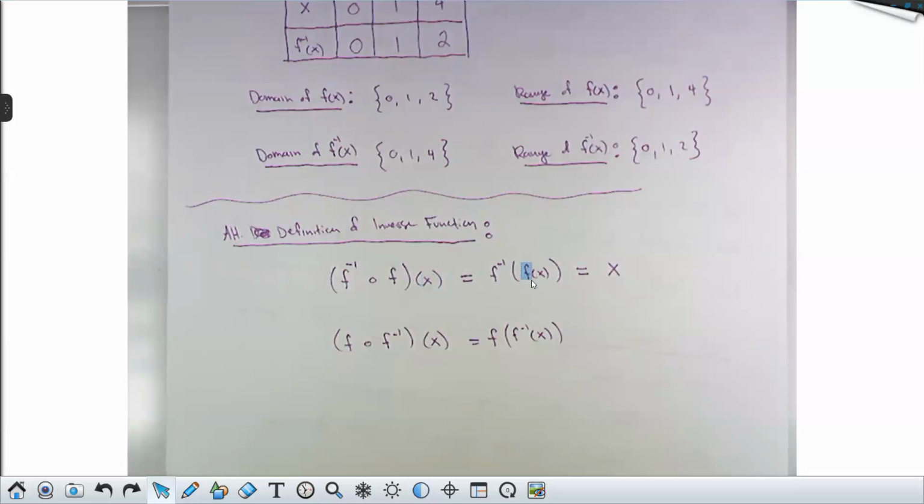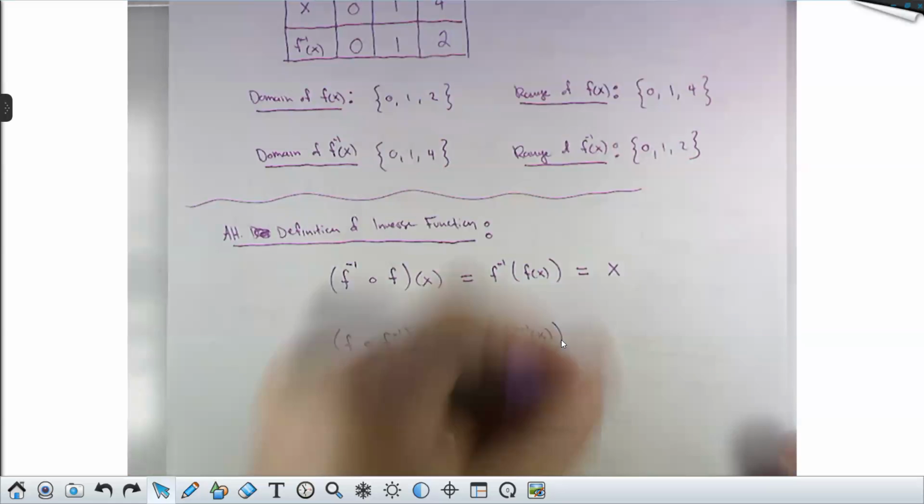F does something to x, and then f inverse undoes whatever it is that f did to x. So if you start with x, do something to x, and then undo that thing, you should get x back. And the same is true in the other order. If I start with something, I do the inverse of an operation, and then I apply the original version of that operation, I should get x back as well.